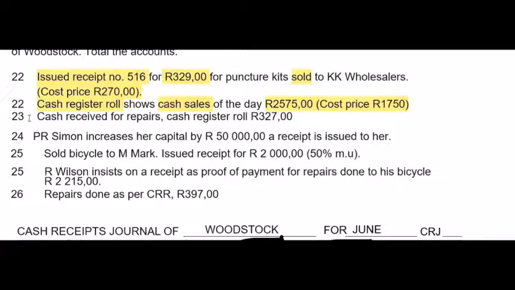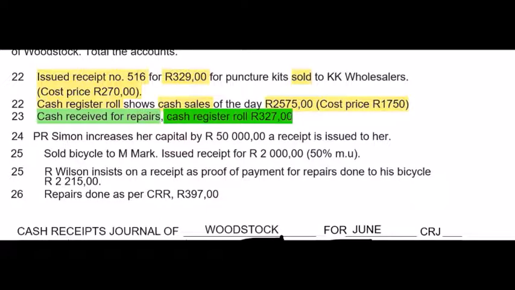The next transaction was on the 23rd, and now they said cash received for repairs. There's a reason why I'm highlighting this in a different color, because when we repair someone's bicycle, it's not a sale, it's a service that we are rendering. So now the money that we receive here won't go to the sales column, it will go to the current income column. The document is the cash register roll, and the value is 327 Rand.